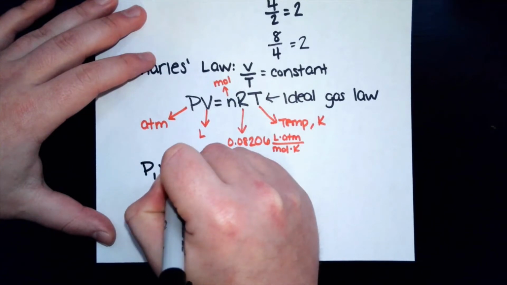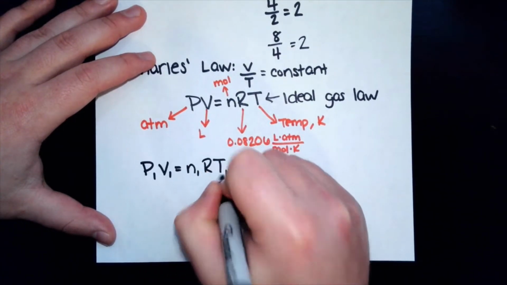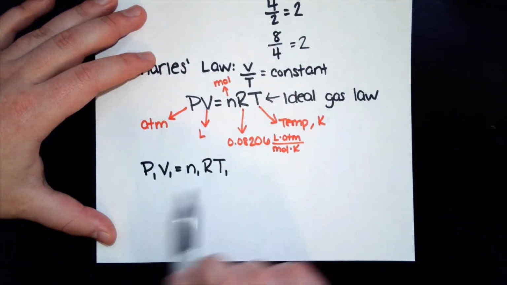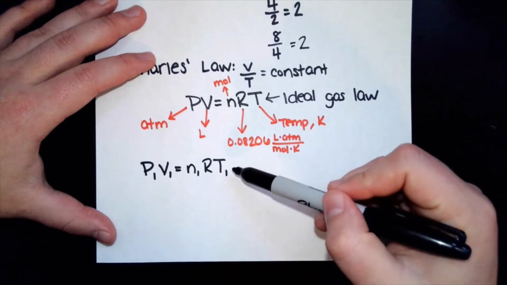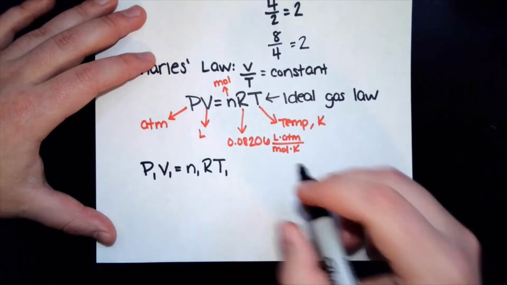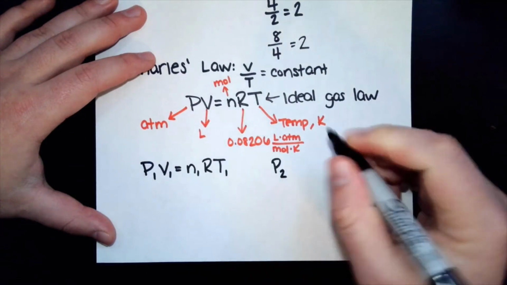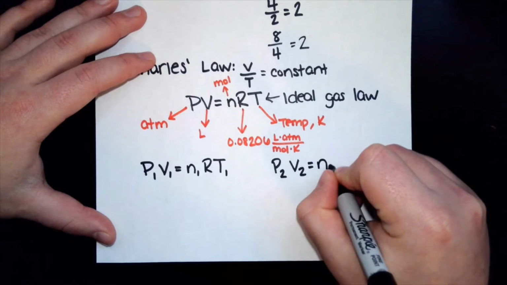So we have an ideal gas law for the first set of conditions. I'm giving it a subscript 1 for each of the variables, except for R, because that's a constant, so that does not change. And that just means in your first set of conditions, the pressure, the volume, the number of moles, and the temperature. I'm going to write an ideal gas law for a second set of conditions.